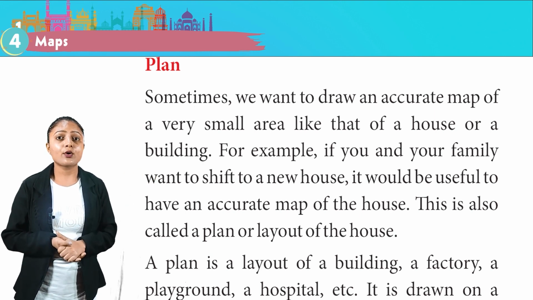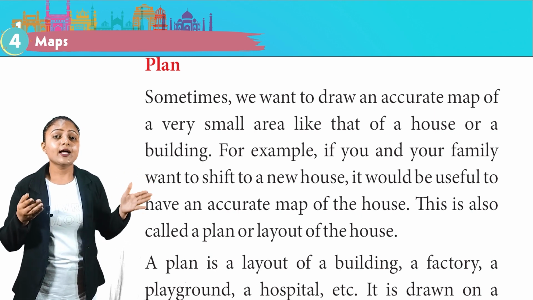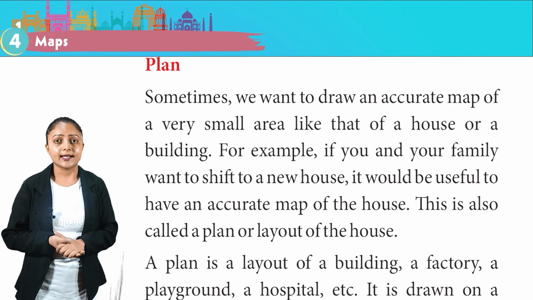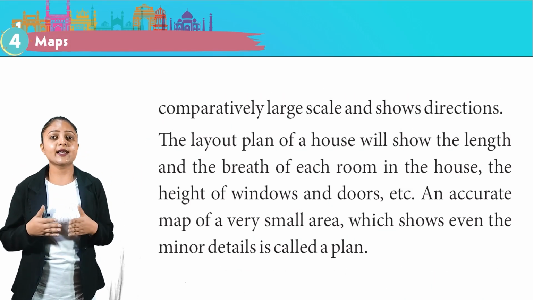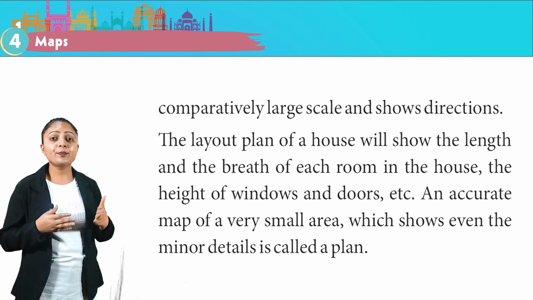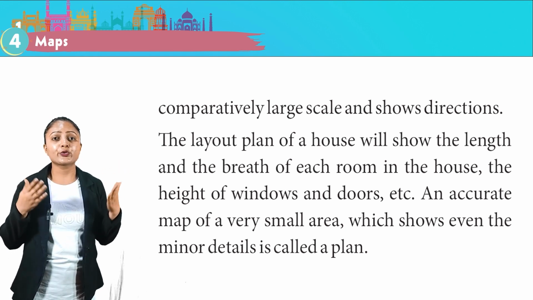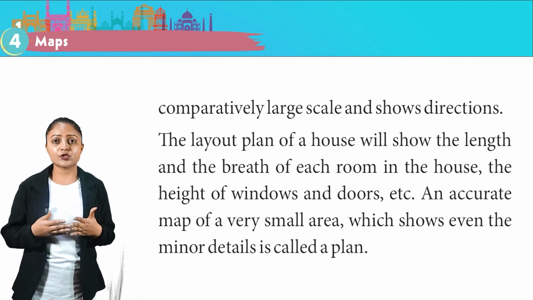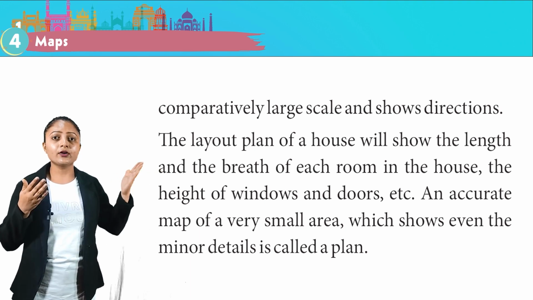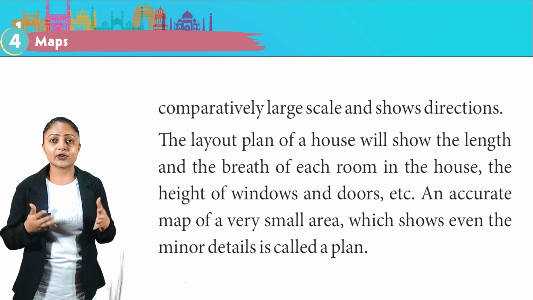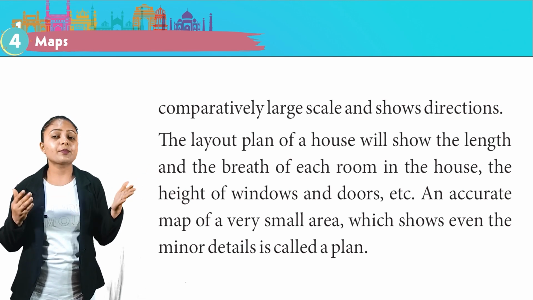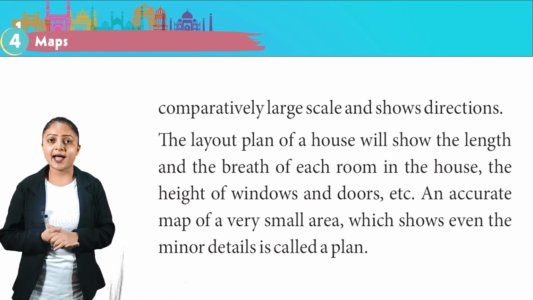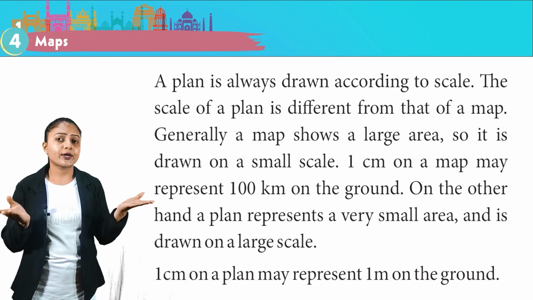A plan is a layout of a building, a factory, a playground, a hospital, etc. It is drawn on a comparatively large scale and shows directions. The layout plan of a house will show the length and the breadth of each room in the house, the height of windows and doors, etc. An accurate map of a very small area which shows even the minor details is called a plan. A plan is always drawn according to the scale.